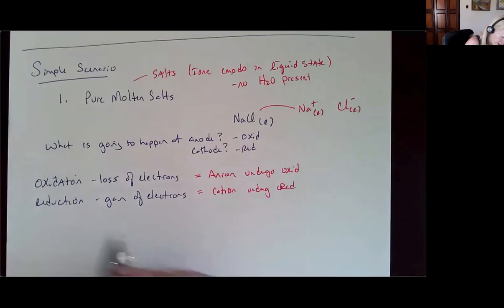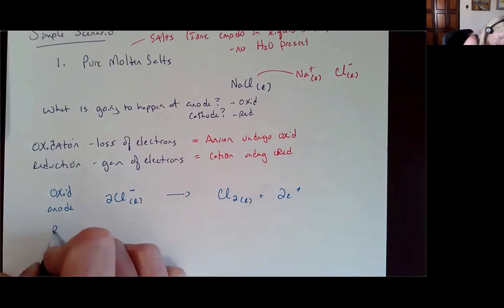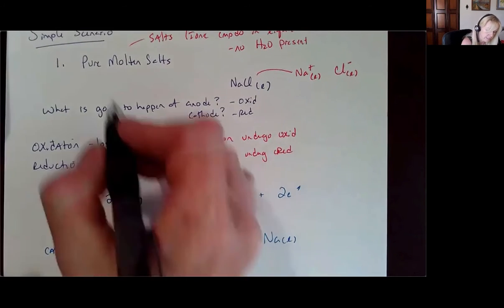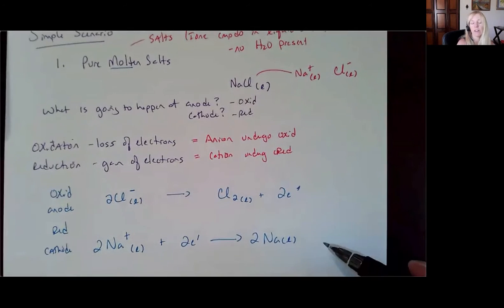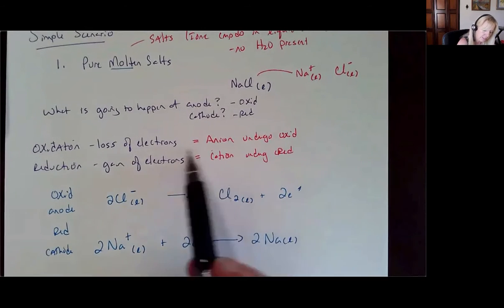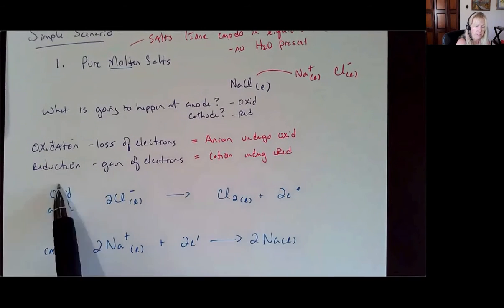So if I were to write my oxidation half out that's happening at the anode, it would look like this. So that would be my oxidation half, my reduction half at the cathode, and these are all going to be in liquid because these are molten. So no water, no aqueous, nothing like that. This is pure molten. If I have water in here, we'll talk about that in a minute, that complicates everything. But if I just have a pure molten salt, this is the simplest one. Your anion's always going to be oxidized, your cation's always going to be reduced.